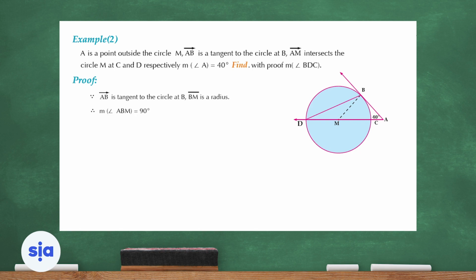Since AB is a tangent to the circle at B, and BM, the dotted line, is a radius, then the measure of angle ABM is 90 degrees. In triangle ABM, the measure of angle A is 40 and the measure of angle ABM is 90, then the measure of angle BMC equals 180 minus the sum of 90 and 40, which is 50 degrees.